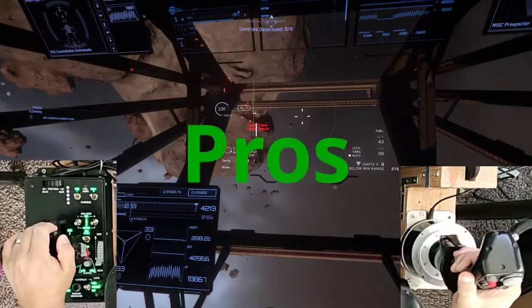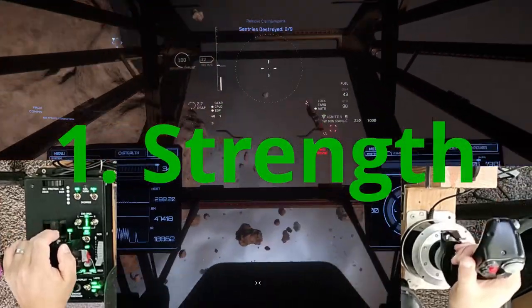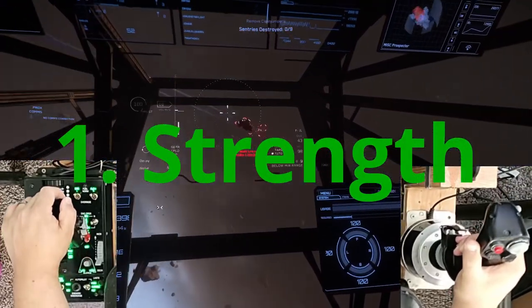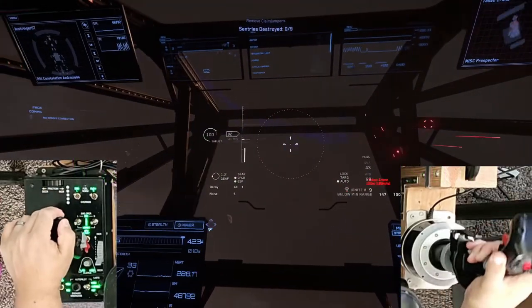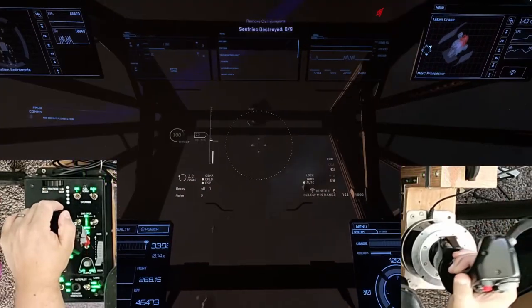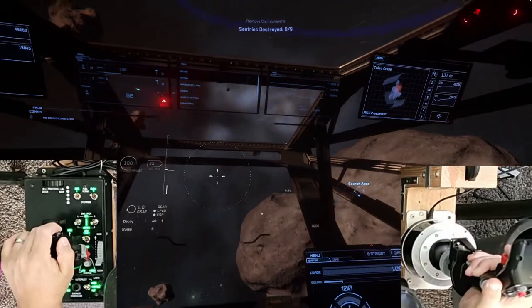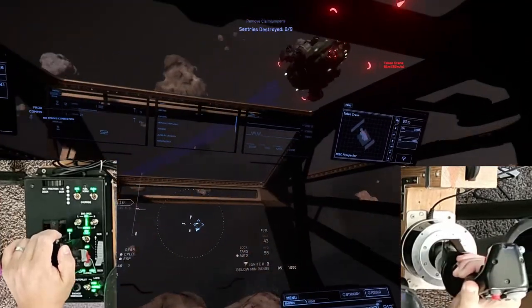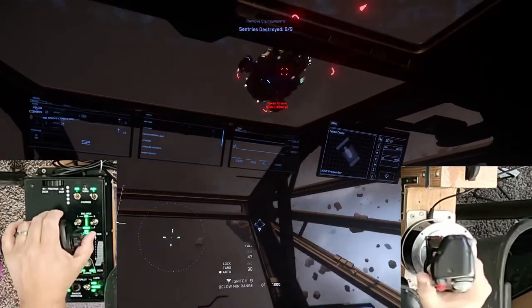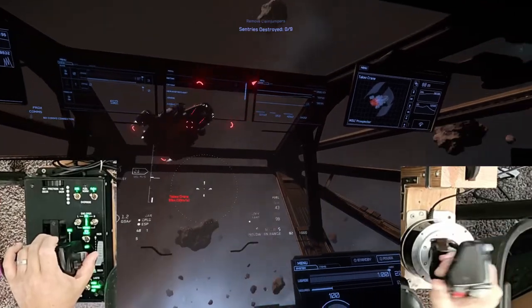For pros, we have, number one, strength. With the exception of a couple of parts, the Warthog is a tough cookie. The grip is made of metal, the base is made of metal, the throttle could be used as a boat anchor. I'll talk about the couple of parts that are lacking a little bit later.